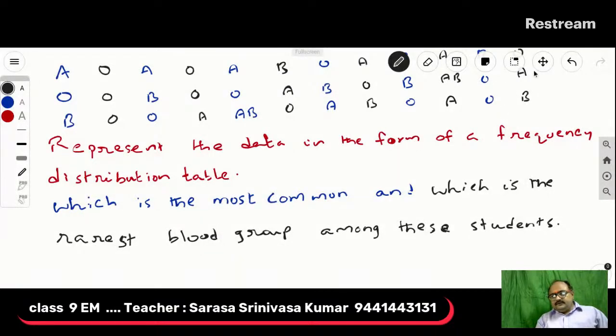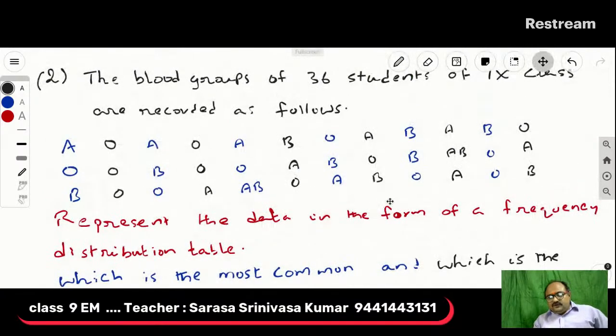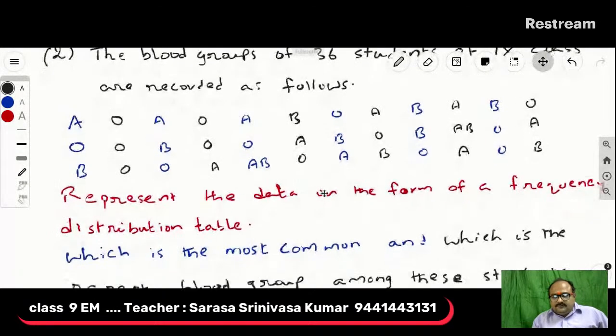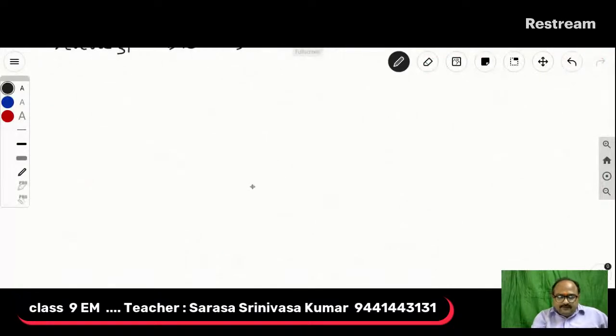So let us observe this given problem. 36 students are there. Their blood groups are given. So how many blood groups are there? Let us see. A, O, B, AB. So 4 types of blood groups are observed here. Now we prepare the frequency distribution table.